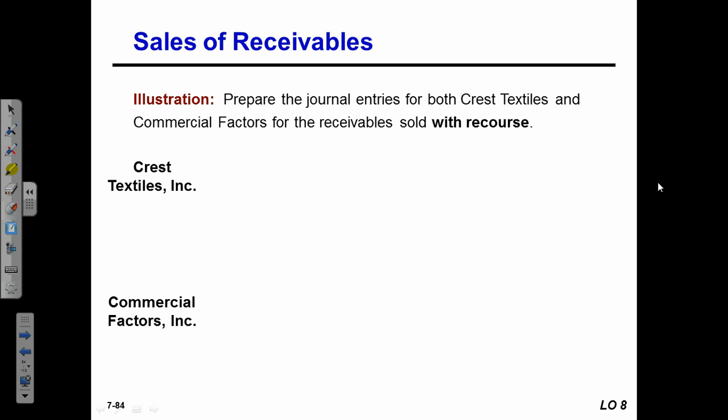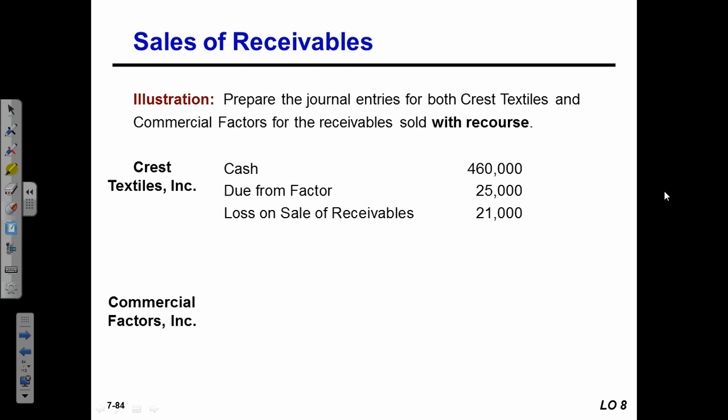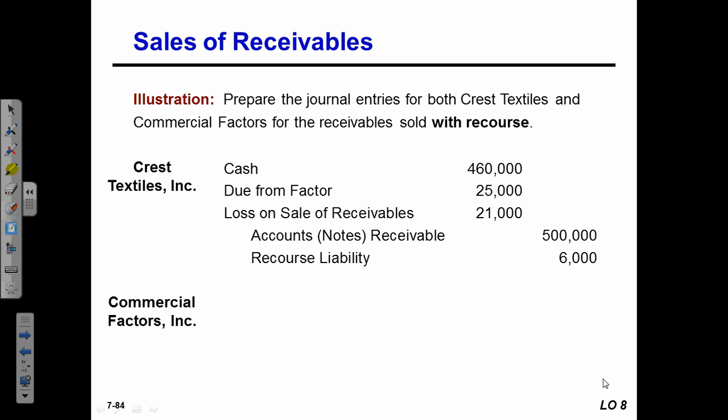So this is kind of fun stuff. Okay? So prepare the journal entries on both sides. Here we go. Debit cash, debit due from factor, debit loss, and credit accounts receivable. What changed, you guys? I increased the loss, right? And I increased the recourse liability. You see it? The loss went from 15 to 21 for that recourse liability of 6,000. Their estimate of how much was going to never be collected. And the recourse liability is 6.